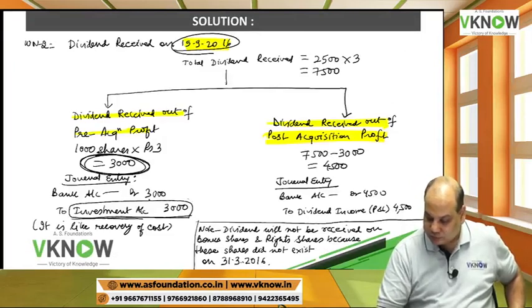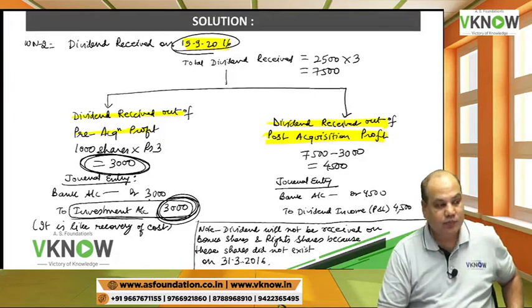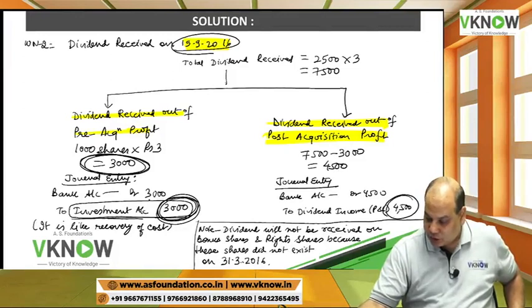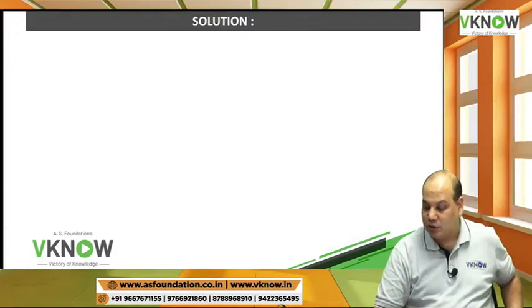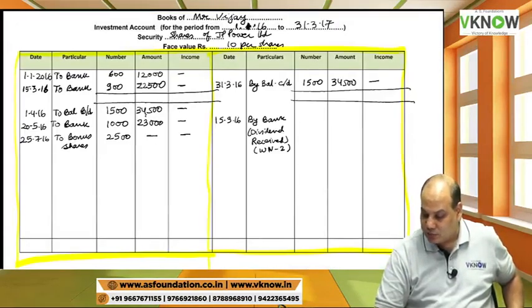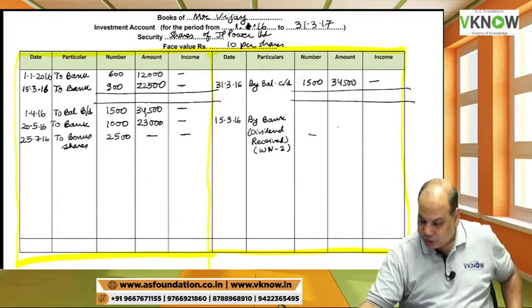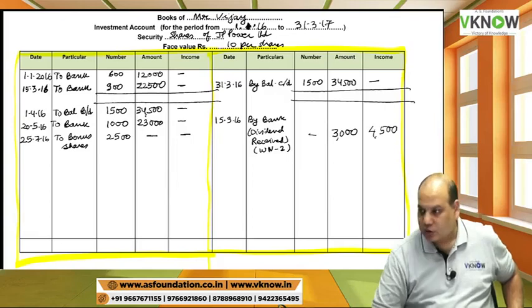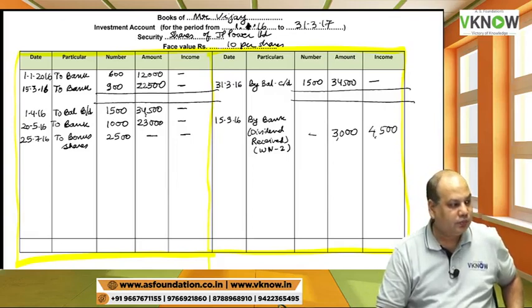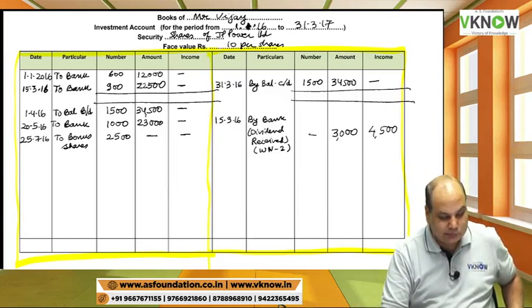On the screen, working note 2, left side: 3,000 rupees is out of pre-acquisition profit, so that will credit the investment account, and 4,500 is income, which will credit the income account. So on the credit side write dividend received, amount column 3,000 and income column 4,500.